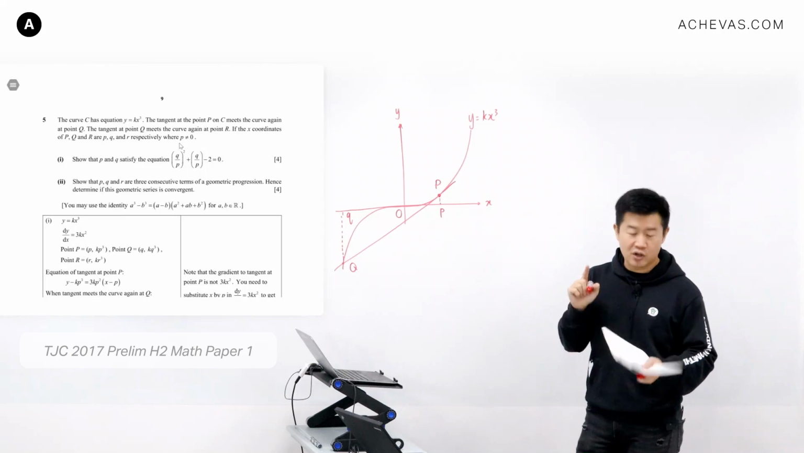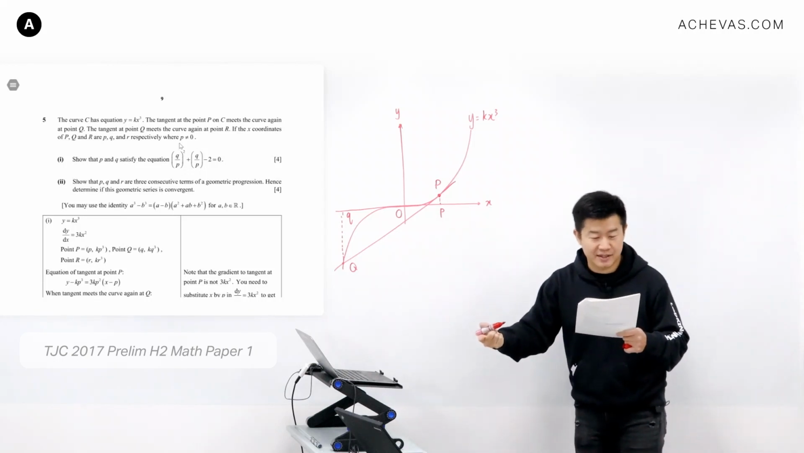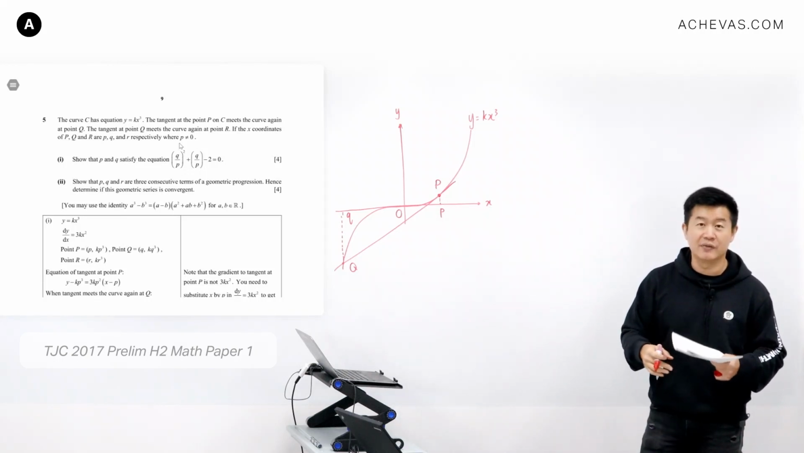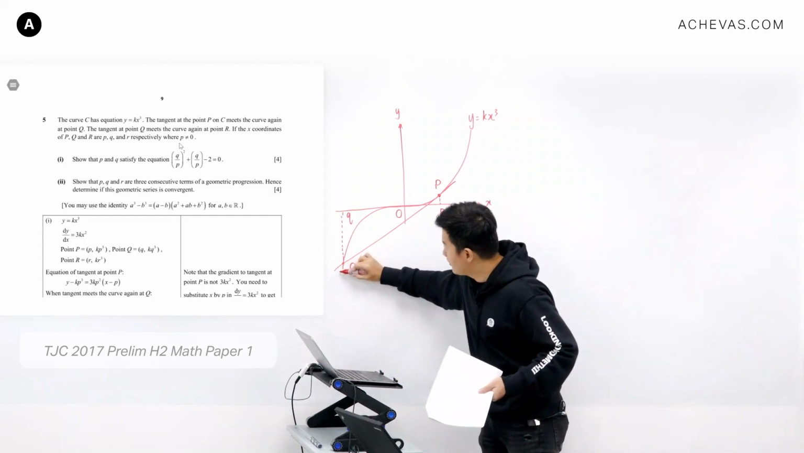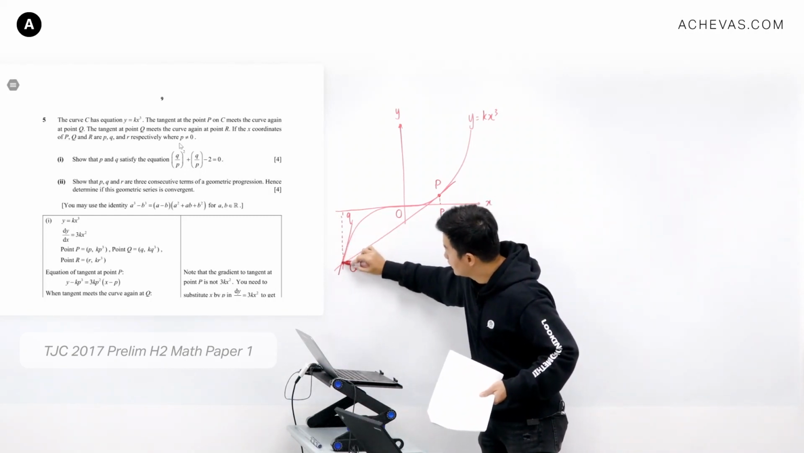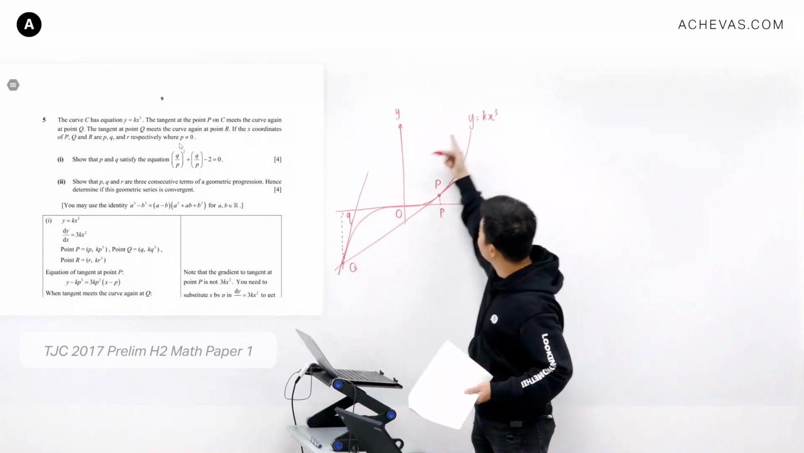I have this. And according to the question, the same thing repeats. The tangent at point Q is going to meet the curve again at point R.